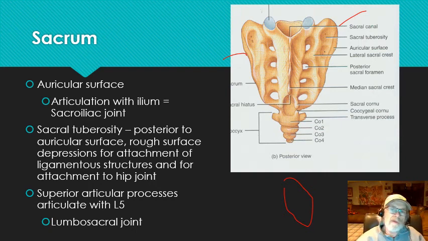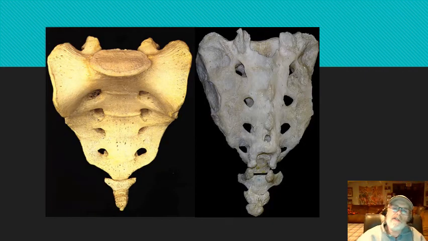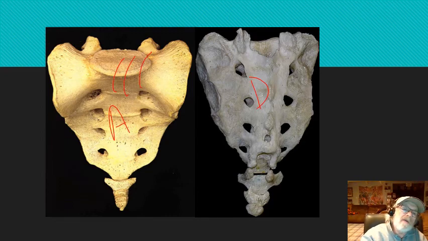Let's see what else I want to talk about. Not a whole lot here that's really all that important. With this, pretty boring. This is looking at the sacrum. This is anterior. This is posterior. So you see, this would be the sacral promontory area right there. Here are those foramina, those four foramina.